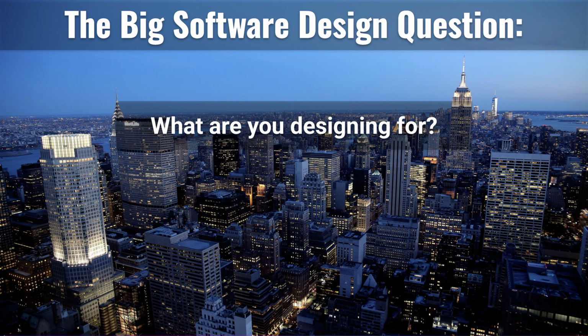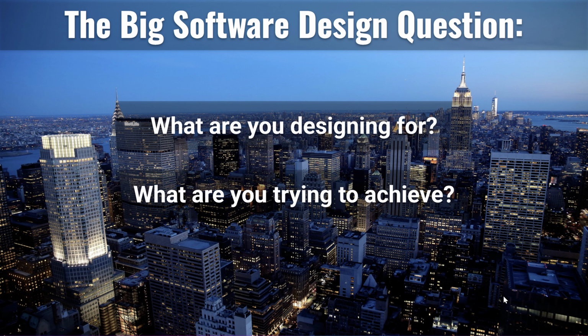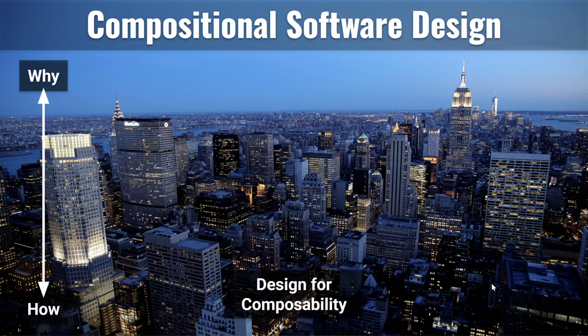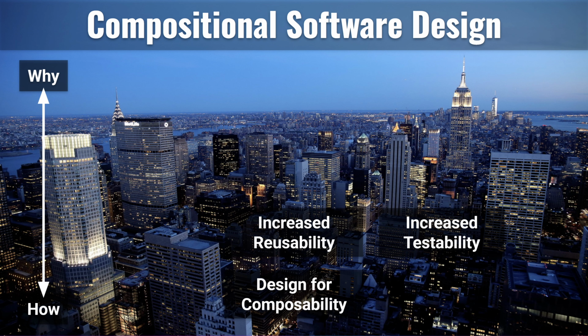One of the most important questions in software design is, what are you designing for? In other words, what are you trying to achieve with your design? In compositional software design, what we are designing for is composability. And what we're trying to achieve with composability is increased reusability. In addition, we can also get increased testability and simpler, smaller code.